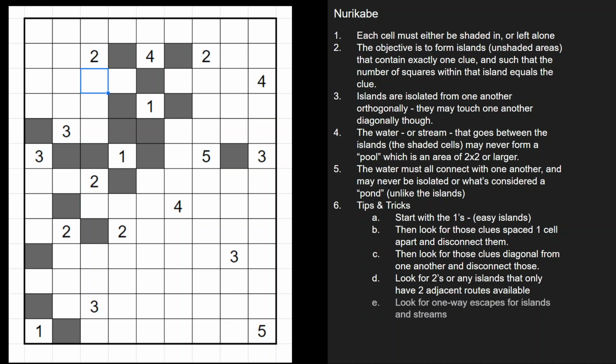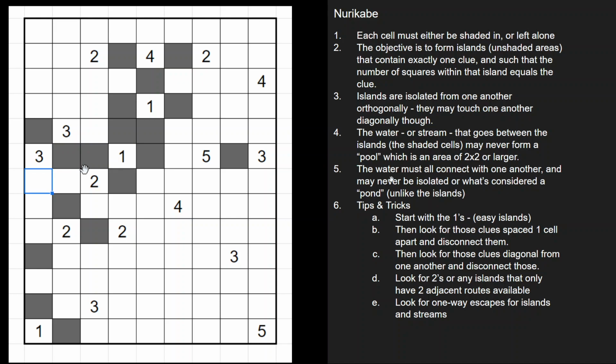After I've done that, I look for one-way escapes for islands and streams. And what I mean by that is, if you look at this 3, there's only one possible direction the island can go to. Right? It can't go north, can't go west because that's the edge of the board, can't go east, so it can only go south. Right? We look at it orthogonally. Again, we don't look at it diagonally.